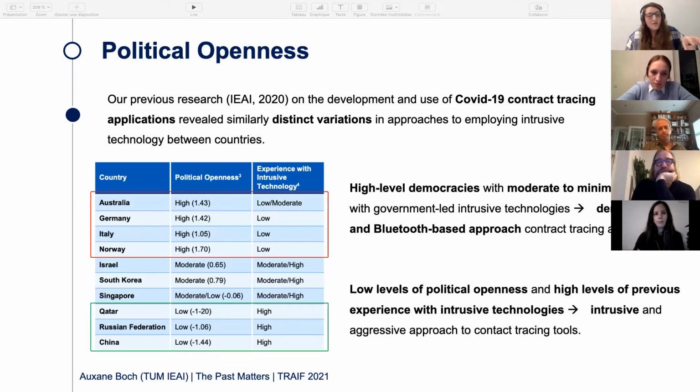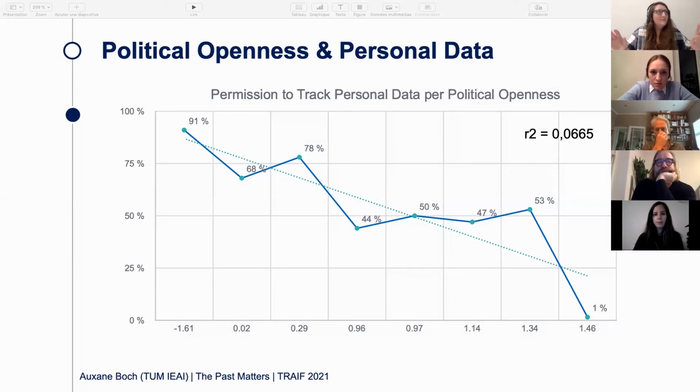We decided to look more specifically into tracing apps because they were really broadly spread at that time. And there was a big discussion in a lot of different countries. So that will be the technology that I'm building this presentation on today. Ooh, there we go, sorry.